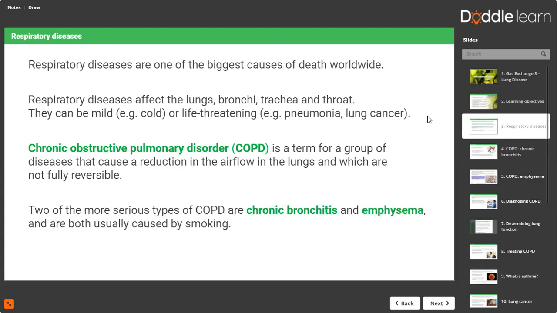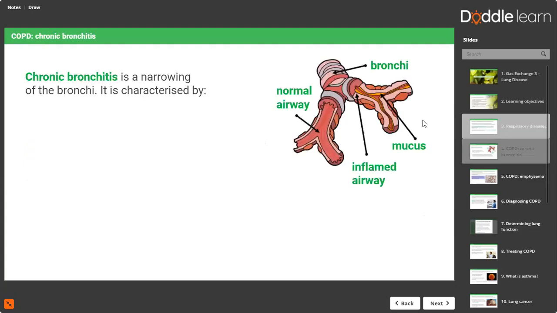So we're going to look at two types of COPD today in particular. These are more serious types of COPD. That's chronic bronchitis and emphysema, and both are usually caused by smoking. Lots of people can get, I don't really use the word normal, but normal bronchitis, so like viral bronchitis or bacterial bronchitis, quite regularly. Chronic bronchitis is slightly different, and that's often caused by smoking, and so is emphysema.